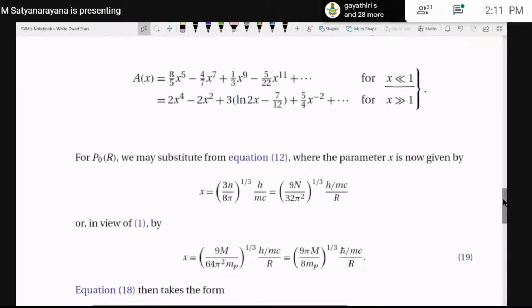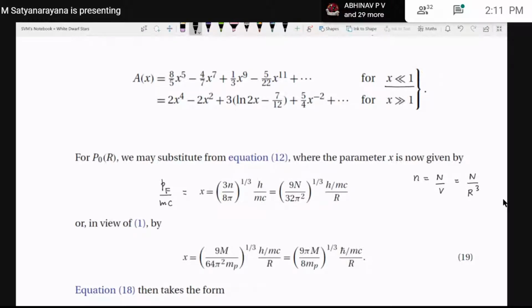As we have seen here, this x is written in terms of h by mc. Now you can write this is basically pf by mc. And we have pf equal to this, 3n by 8 pi to the power 1 by 3 into h. Then you get this h by mc. Now you write this n as capital N divided by V. And what will be V?